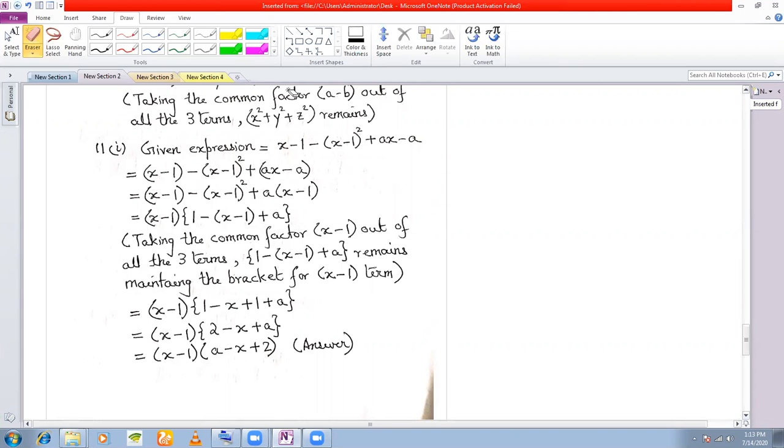You have x minus 1 minus x minus 1 whole square plus ax minus a. Okay, now you see you have an x minus 1 here. You have x minus 1 repeated here because the power is 2.